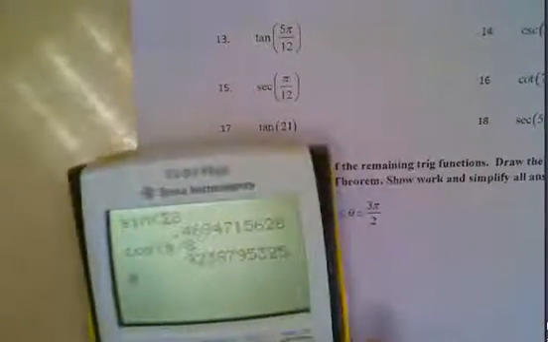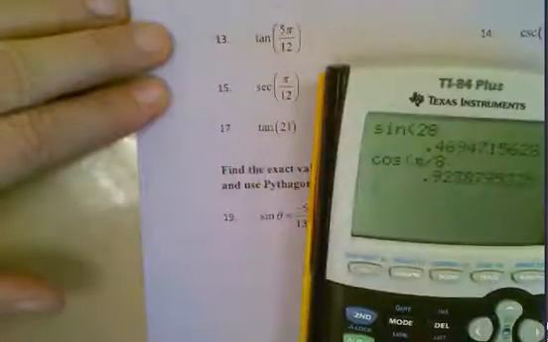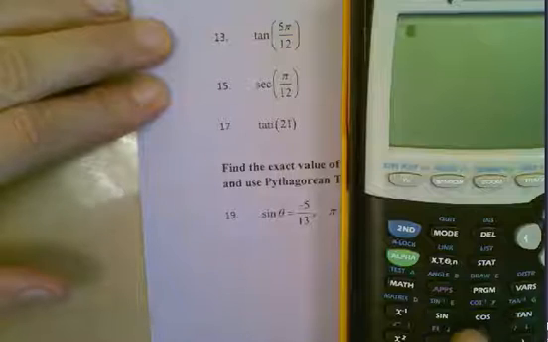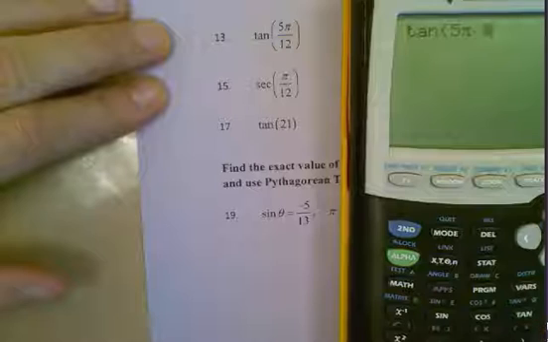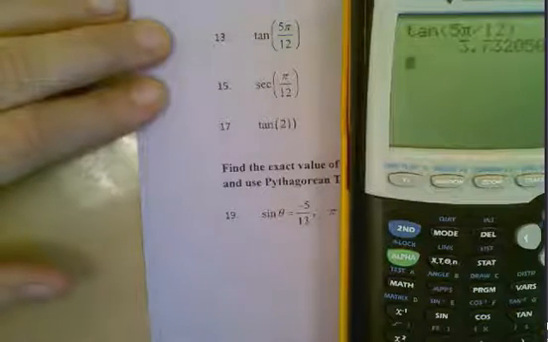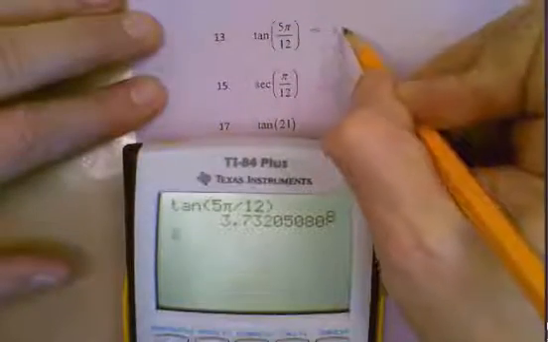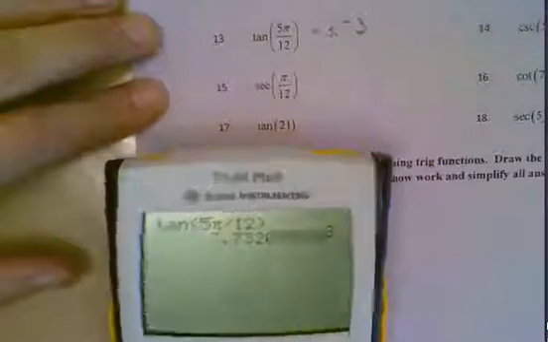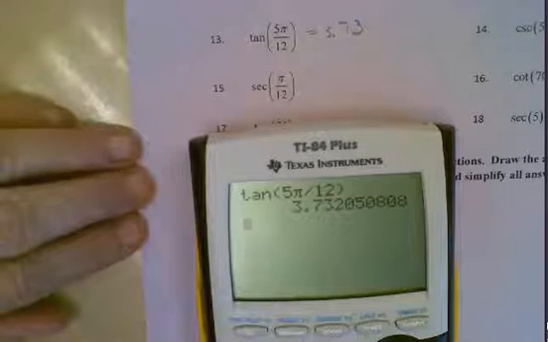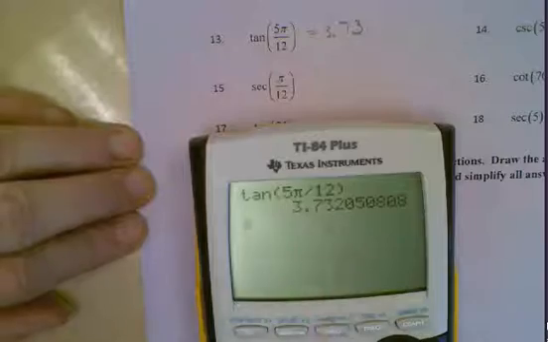Tangent of 5 pi over 12, I have to again make sure I'm in radians, which I am. I am going to type in the tangent of 5 times pi, or just 5 pi, divided by 12. And I get 3.73. Now those are a little bit harder to check to see if you've got it correct, because that's all a ratio of y to x. So just make sure you are in radian mode, and then just make sure you've typed it in correctly.